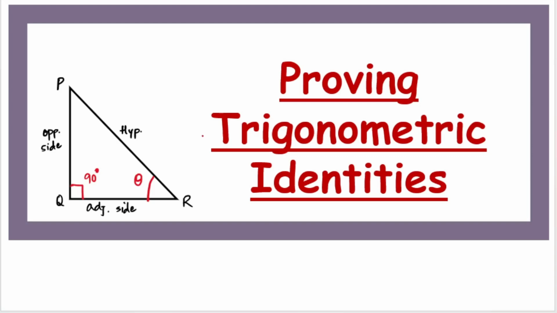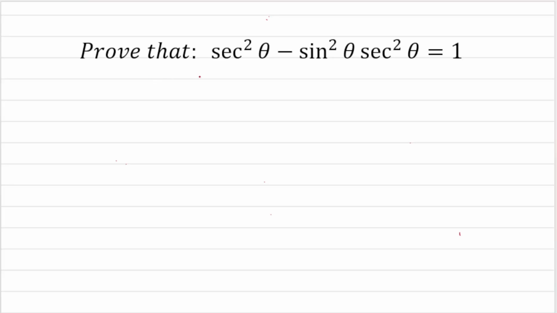Hey everyone, in today's video we are going to prove some trigonometric identities. So let's get started. My first one is prove that secant square theta minus sine square theta times secant square theta is equal to 1.